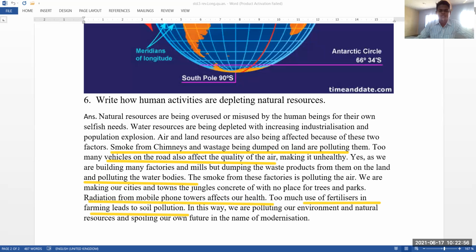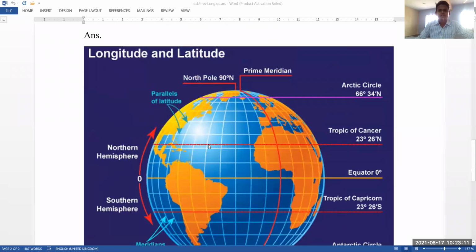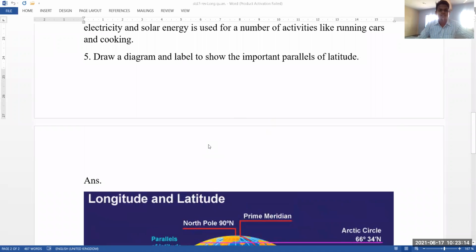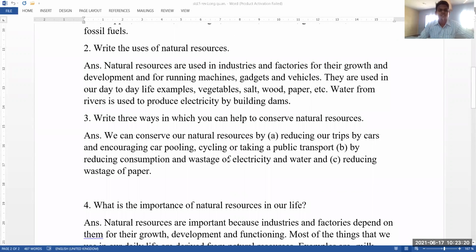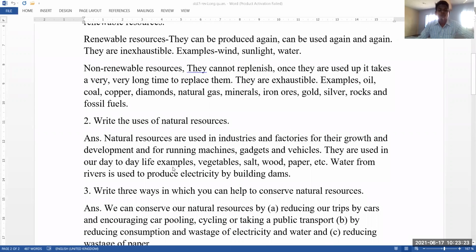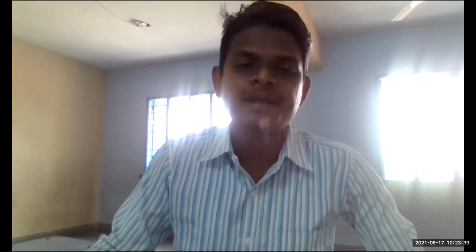Okay, I hope, students, that we have completed this 6th question, and that you have paused and written it down in your notebook, so you will understand about the globe and all the answers: the diagram showing important parallels of latitudes, importance of natural resources, how to conserve, use of natural resources, and renewable and non-renewable resources, which we have completed. So we have done all the questions and answers.